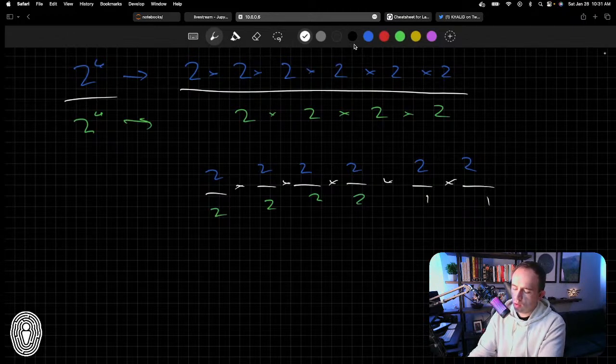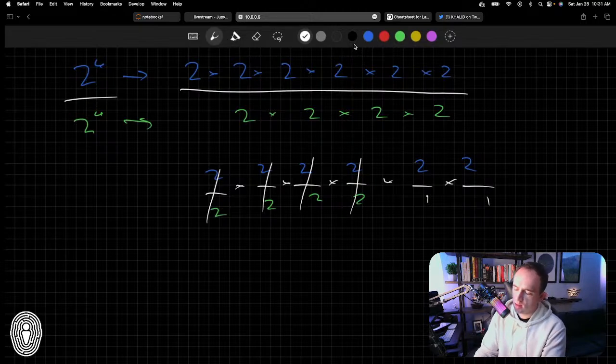Because 2 over 2 equals 1, this is going to equal 1, this is going to equal 1, this is going to equal 1, and this is going to equal 1. The reason we can cancel those out is because anything times 1 is going to be by itself. So all we have left over here is 2 over 1 times 2 over 1, and that's the same thing as 2 times 2. And so that is going to be 4. Or we could also represent it this way: 2 squared, because 2 times 2 equals 4.